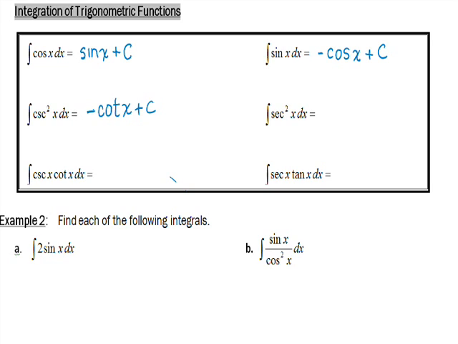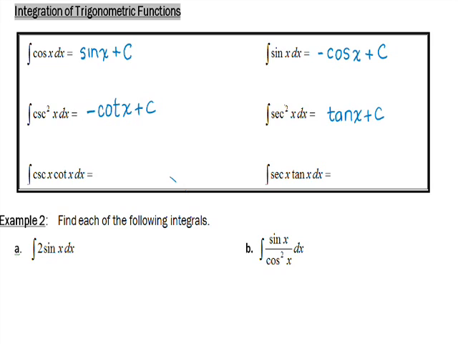Taking a look at the integration of secant squared. Much like the integration of cosecant squared, it's going to result in a similar situation, but of course we're going to have the tangent. Now if you reason this backwards, the derivative of tangent is secant squared.